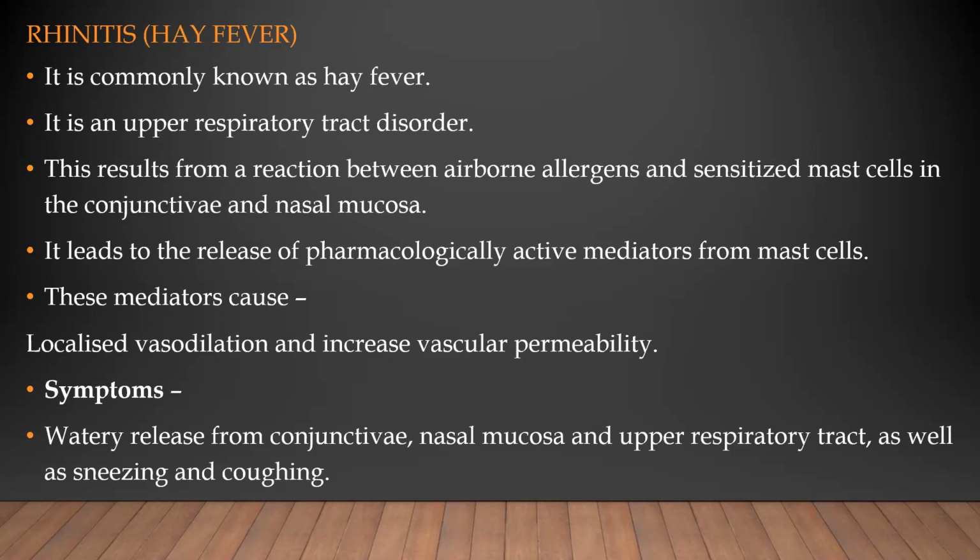Now let us discuss two of the very important examples of localized anaphylaxis. The first one is rhinitis, otherwise called hay fever. It is an upper respiratory tract disorder, as I mentioned before. Hay fever usually results from a reaction between the airborne allergen and the sensitized mast cells that we have in our nostrils and in the conjunctiva. Remember sensitized mast cells? These mast cells already have IgE bound to the receptors on their surface. The second time the same allergen enters, it causes cross-linking of the IgE sitting on these cells, and that leads to degranulation. These reactions occur in the conjunctiva and the nasal mucosa.